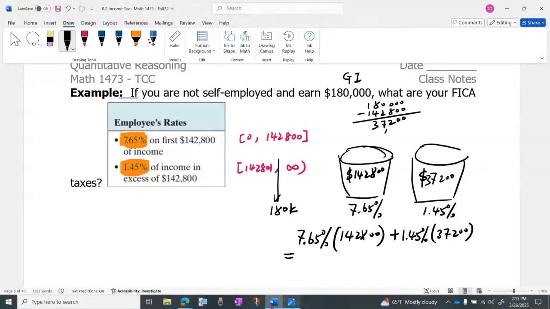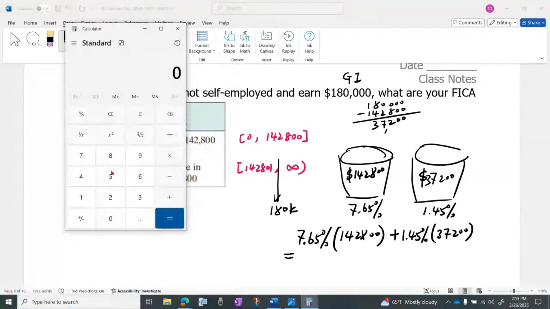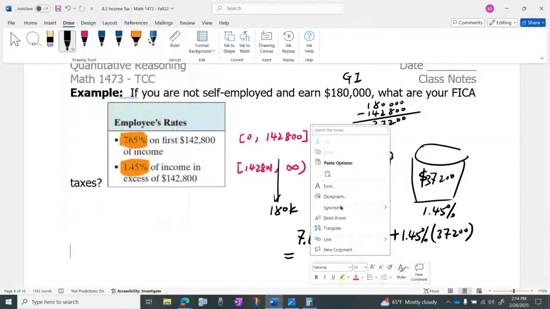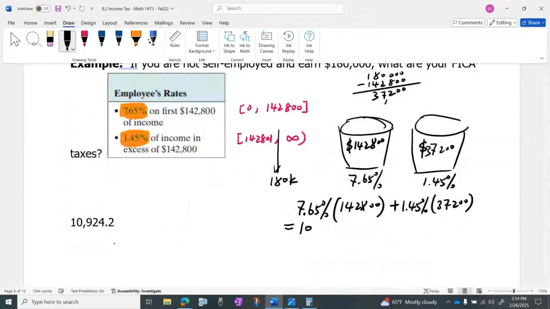Yeah, let's use a scientific calculator. 7.65% divided by 100%, right? And then multiply that by 142,800. Yeah. Let me see if I can copy paste here. Oh, yes. So it is $10,924.20. All right. Yeah, that's the FICA. That's how much money FICA takes from the first bucket.